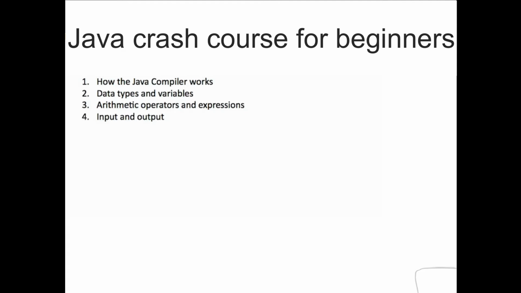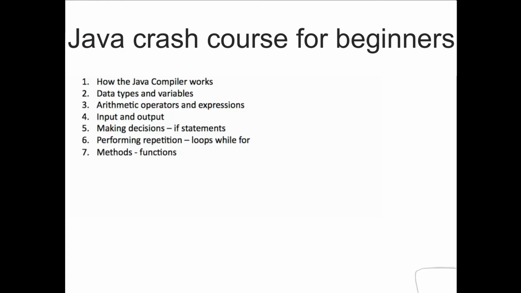After that, we'll talk some about input and output. In other words, how to get data into your programs and how to get data out of your programs. Next, we'll talk about how to make decisions in your Java programs using if statements. Then we'll talk about performing repetition. And this chapter will talk about loops such as the while loop and the for loop. Next, we'll talk about methods. Methods are the same thing as functions. So we'll talk about how to write methods and how to use them in your program.